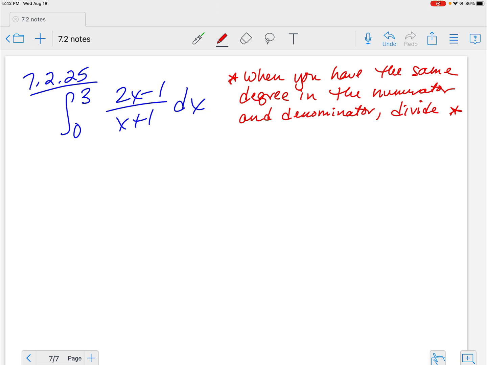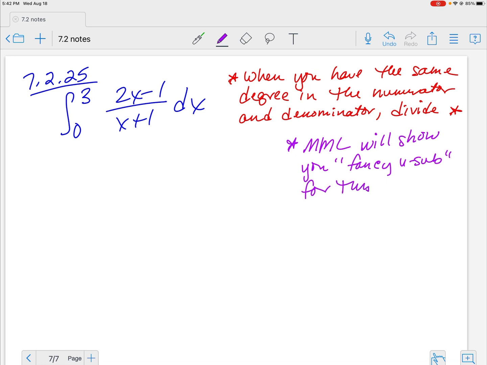MyMathLab, so here let's put a little extra note in here. For this problem, MyMathLab will show you, if you do the help me solve this in the study plan, what I call a fancy u sub for this type of problem. But I'm not going to show that to you in the notes here.